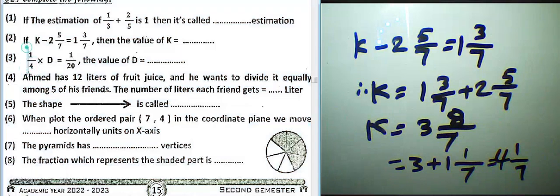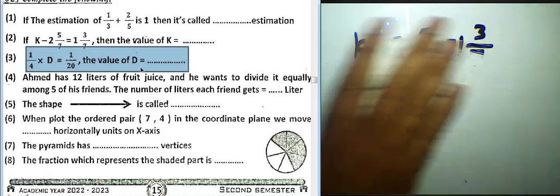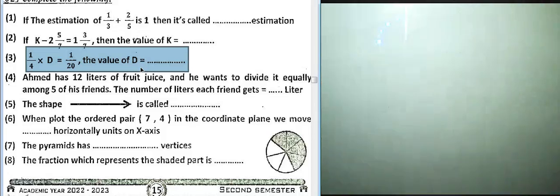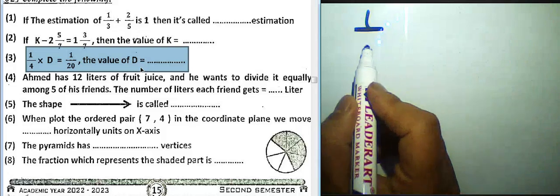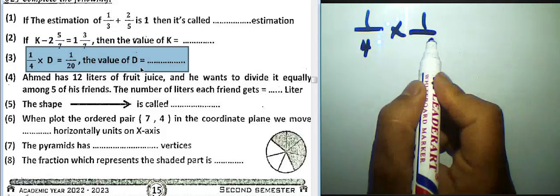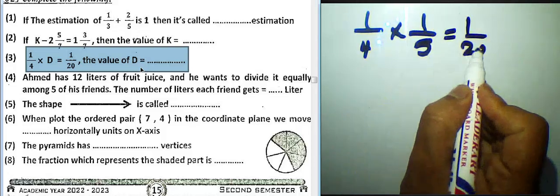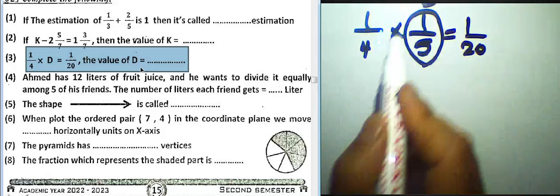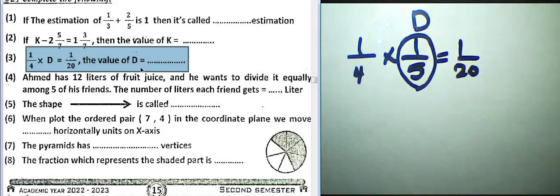Question number 3. 4 times d equals 1 over 10, then the value of d equals? We know 4 times 5 equals 20, but 4 is in the numerator, so you must write 5 also in the denominator. 4 times 5 over 20, then the value of d equals 1 over 5.